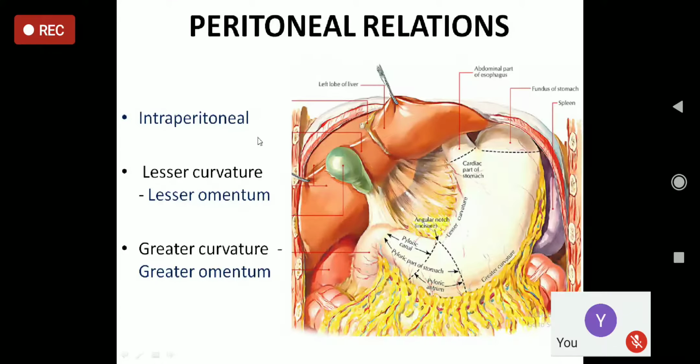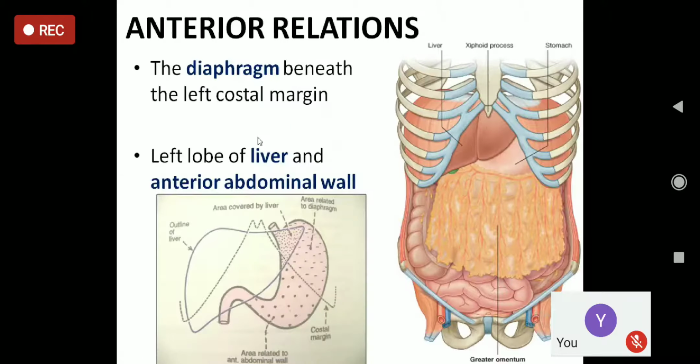Okay, so this is about the peritoneal relation of the stomach. Then the visceral relation of the stomach. We'll go for the visceral relation. So firstly, let's start with the anterior superior surface. This anterior superior surface of the stomach is related on its upper and left part with the left costal margin.